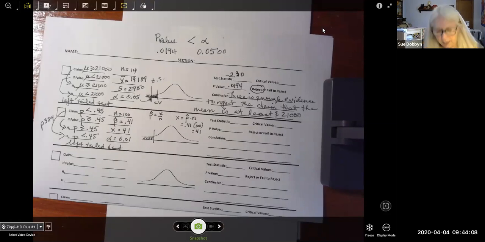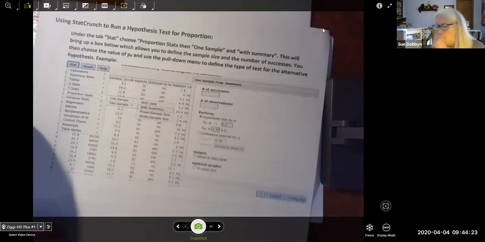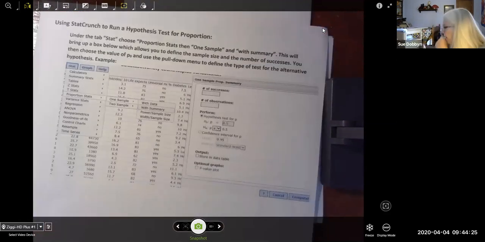And again, I gave you last time we met a handout about running a hypothesis test for proportion. Pam, I think you were the only one that wasn't there. And this is in the course content in Brightspace.